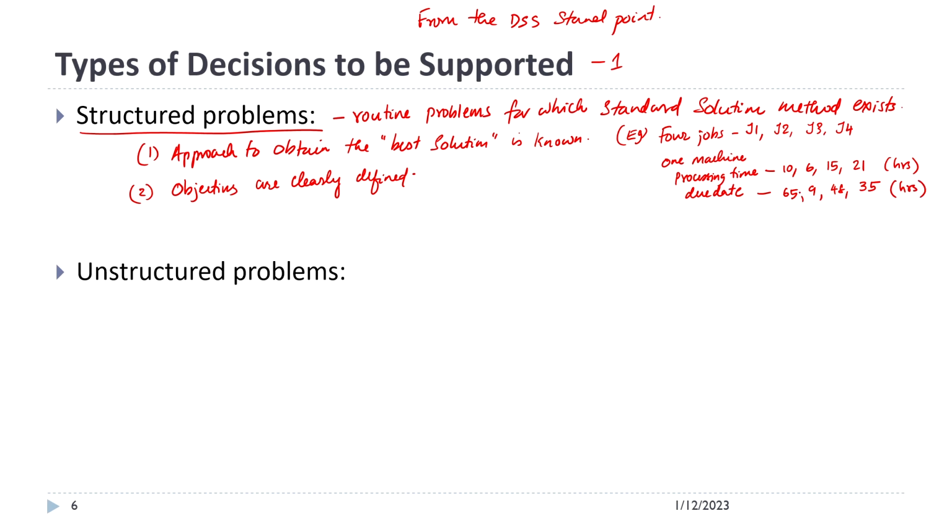Which means job 1 will take 10 hours to process, and we have to deliver it in the next 65 hours. Job 2 takes 6 hours to process and you have 9 hours to deliver it. Job 3 takes 15 hours to process and 48 hours to deliver it. Job 4 takes 21 hours to process and 35 hours to deliver it. So, now which job should be done when? That is a standard question that a lot of people ask. This is called sequencing and scheduling.